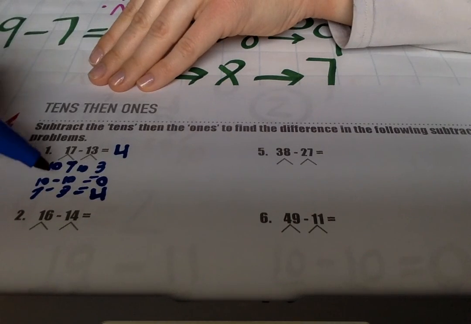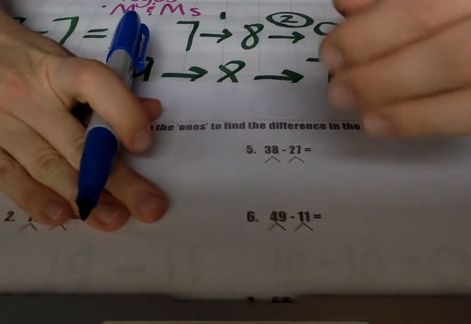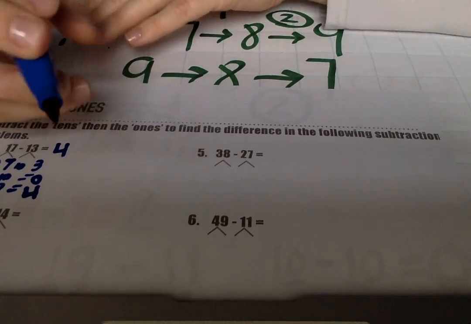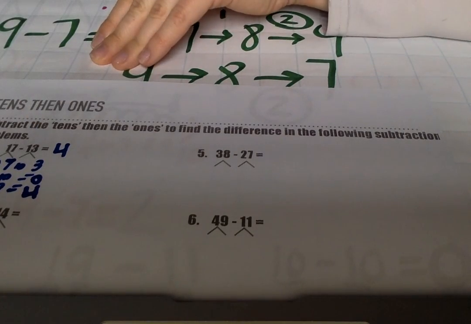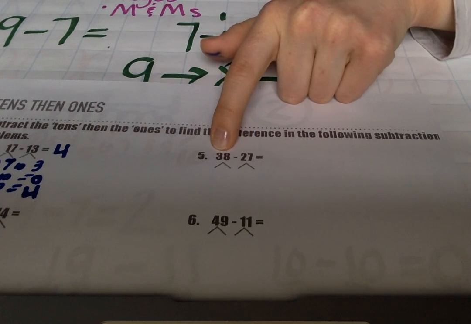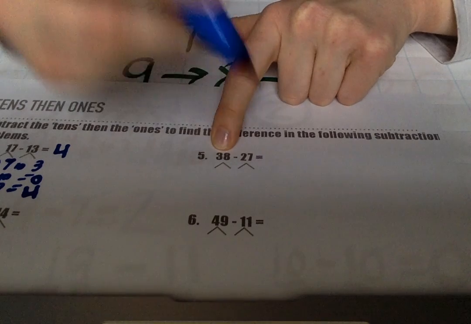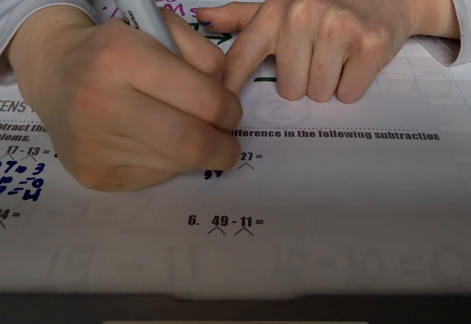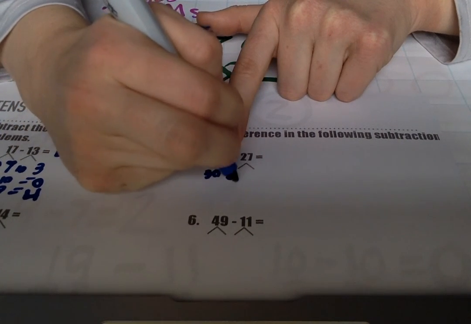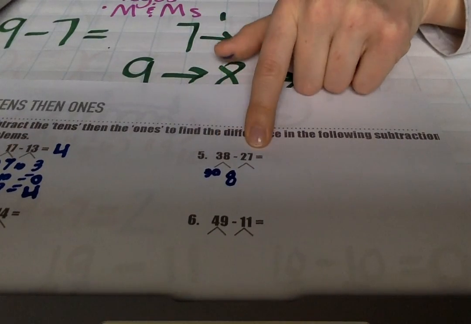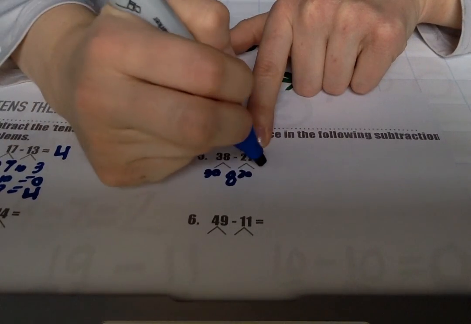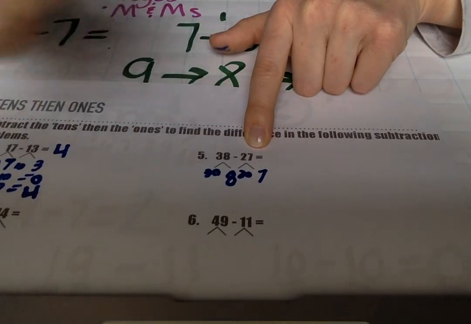Now let's look at one where the tens don't cancel out. So we're going to go ahead and jump over to number 5, directly across from number 1. So 38 splits into 3 tens and 8 ones. 3 tens, as I'm sure you know, is written as 30. And 8 ones. 27 is 2 tens, or 20, and 7 ones.